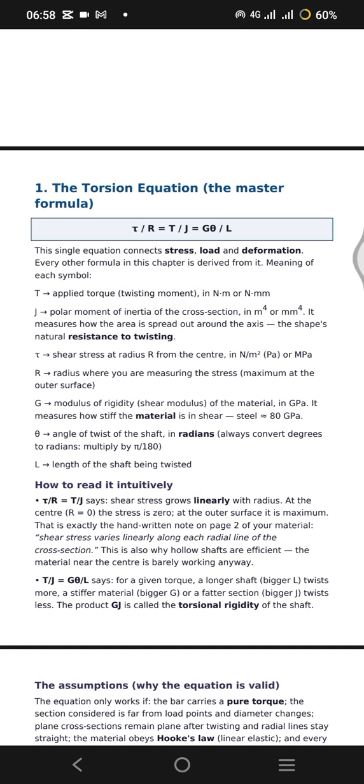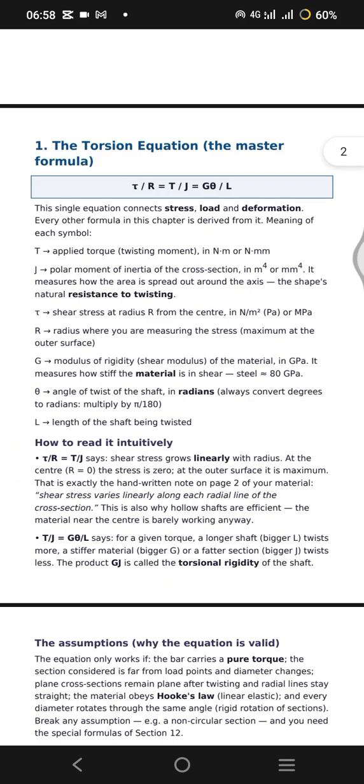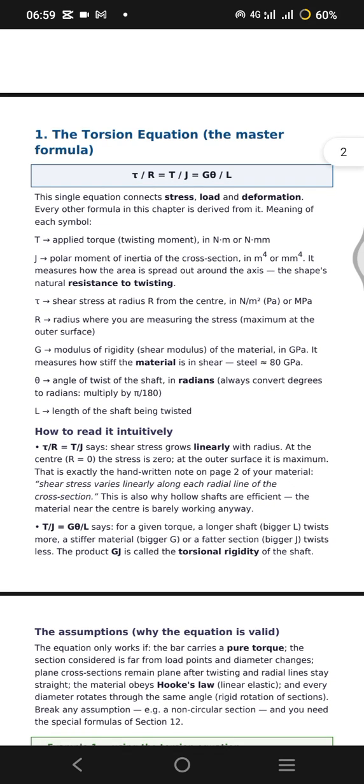Now, G is the modulus of rigidity. That's the shear modulus of the material, and it's measured in gigapascals. It measures how stiff the material is in shear. For steel, we have 80 gigapascals. Then theta is the angle of twist of the shaft, measured in radians. Then L is the length of the shaft being twisted. So it's very important to know this.